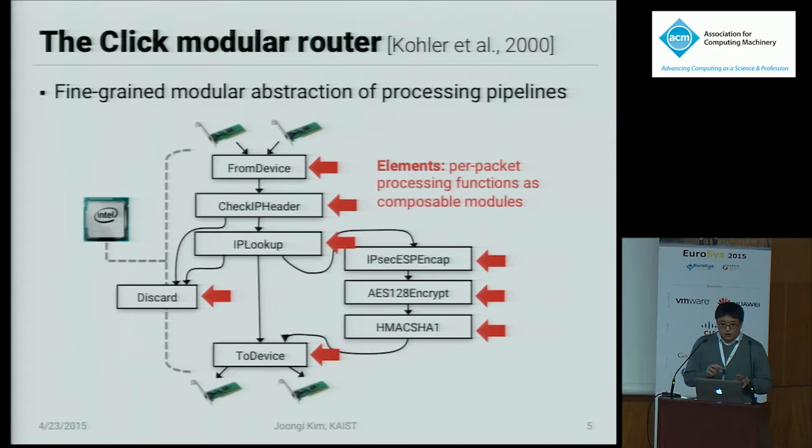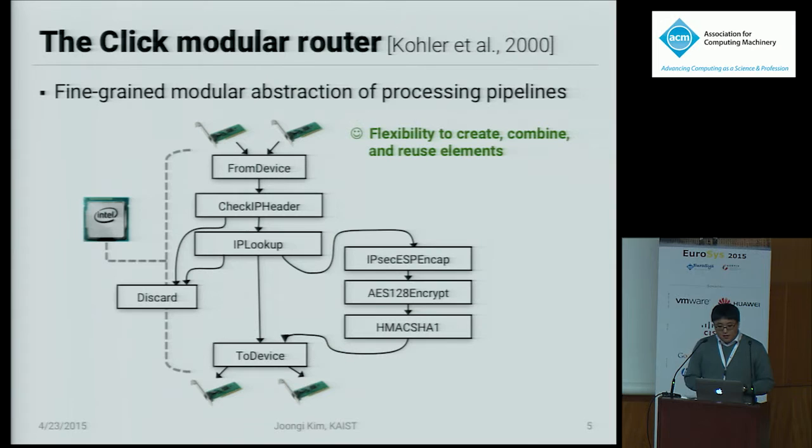Click glues them with a declarative configuration language. So the resulting packet processing pipeline becomes a directed graph of connected elements where packets flow through the connections among elements. This design has allowed researchers and engineers to create, combine, and reuse a number of packet processing modules over time. It is still the platform for prototyping and evaluation. But it was designed 15 years ago, when most PC and commodity hardware used a single core CPU and network speed was in the order of Mbps and not Gbps like these days.